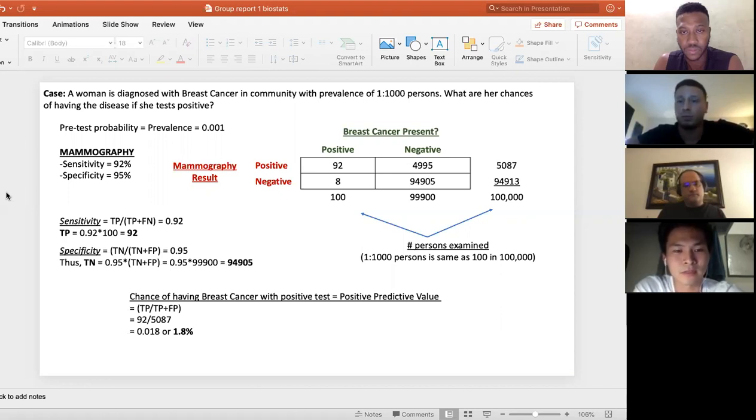And now that the table is filled out, we want to know what are the chances of having breast cancer if the test was positive, which is the same thing as positive predictive value. And we know that the equation for that is true positive over true positive plus false positive. So based on the table, we can calculate that. So that's 92 over 5,087, which equals 0.018 or also 1.8%.